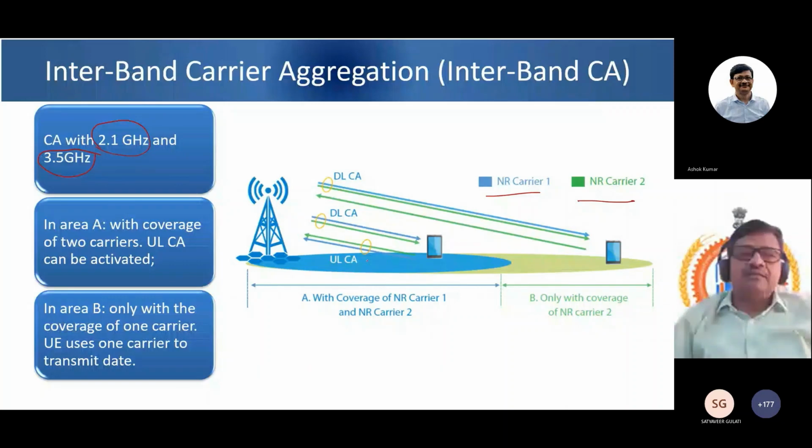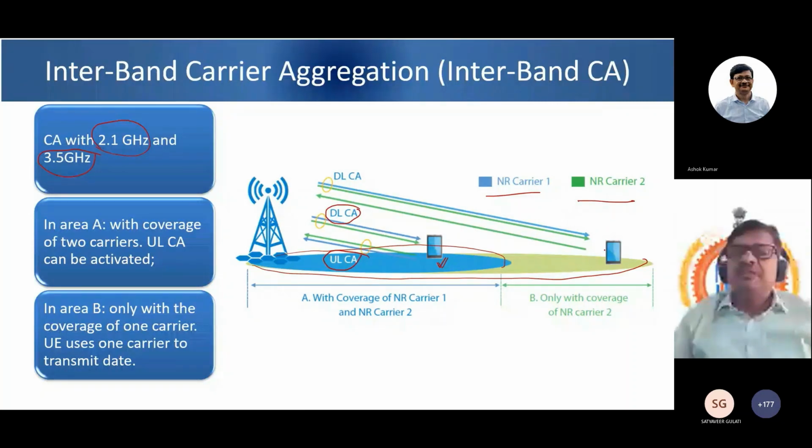So this 2.1 gigahertz will have bigger coverage and 2.3 will have slightly lower coverage. So how will carrier aggregation work? If the UE is in this area, it is able to do carrier aggregation in the downlink direction on both the carriers, and it is also able to do carrier aggregation in the uplink direction because both coverages are there.